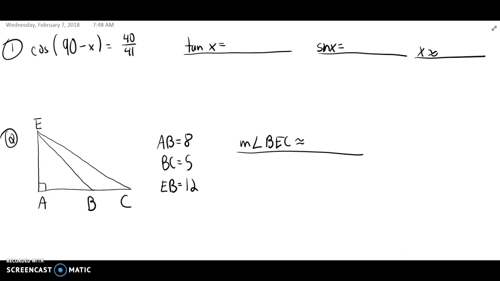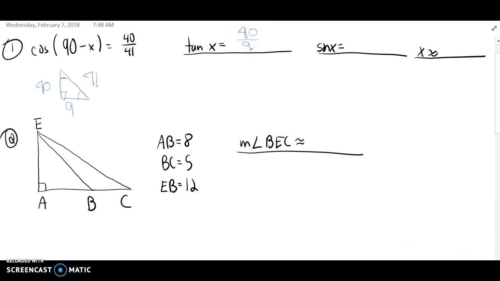Okay, so first, the 90 minus x is the opposite angle, so it would be this one. And then it was the cosine, so it would be adjacent over hypotenuse. And then we use the Pythagorean theorem to get this, which was 9. And then the tangent of x, which was this angle, would be 40 over 9.